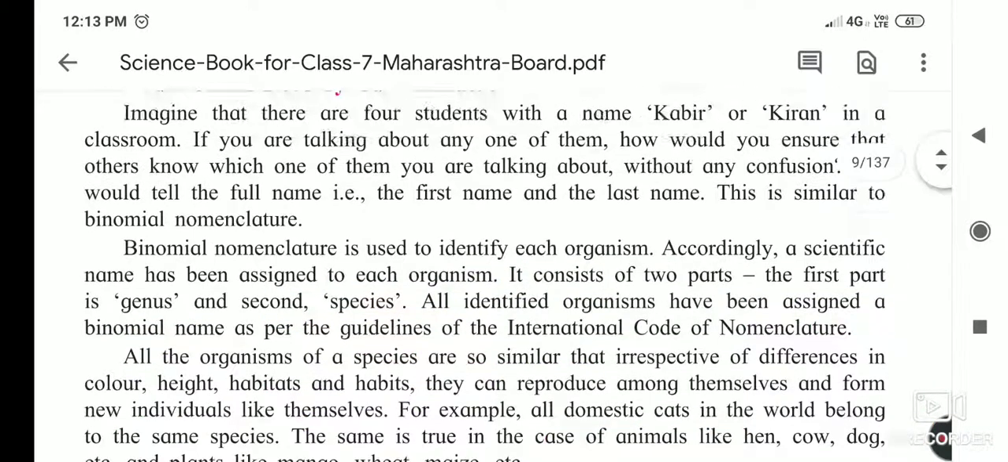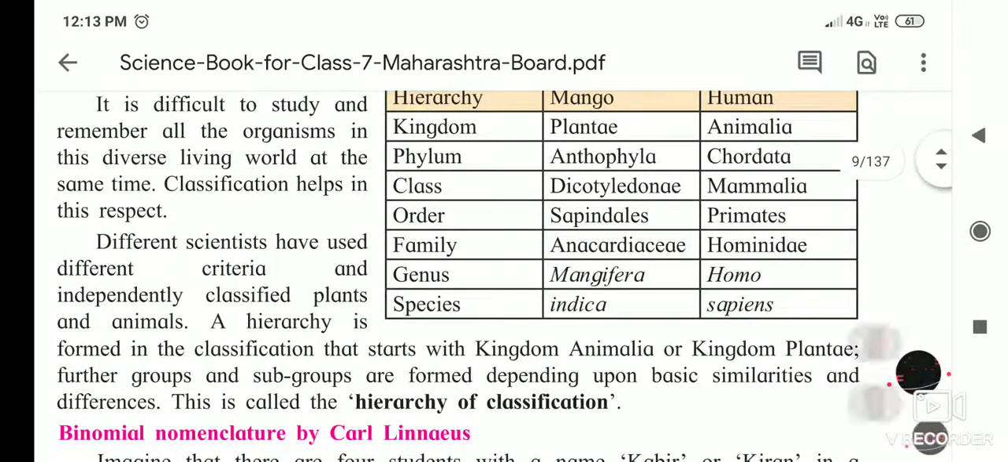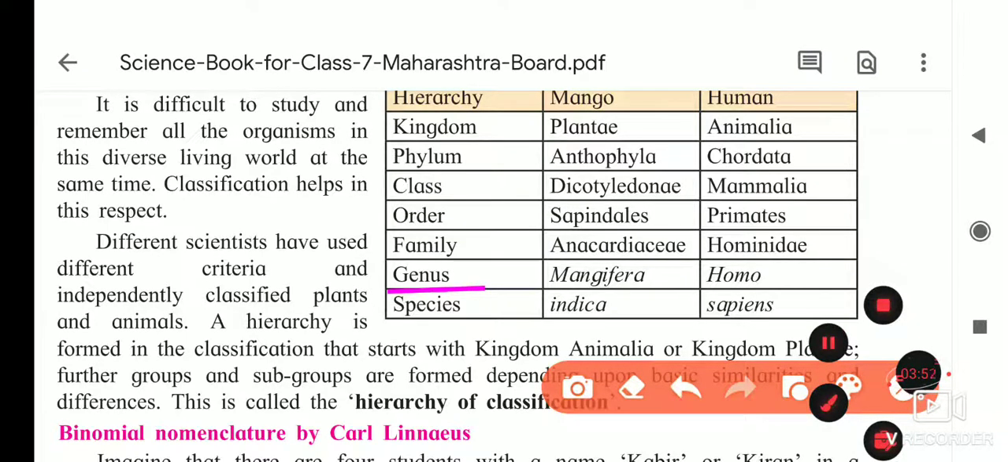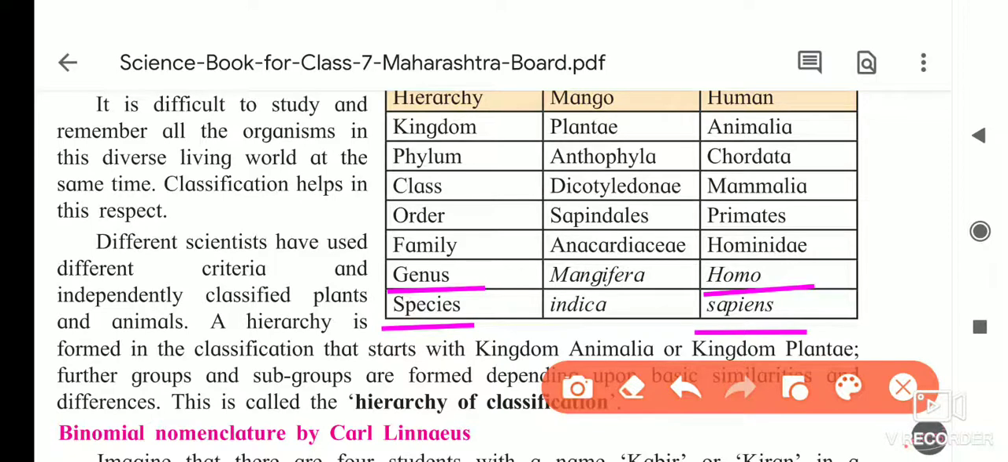I will show you. Here the genus is Homo and the species is sapiens, so we have to take these two together, Homo sapiens. Otherwise, Mangifera indica: Mangifera is the genus, indica is the species. Just as we have name and surname, in that way we say genus and species. Mangifera indica is the scientific name for the mango tree, and Homo sapiens is the scientific name for human beings.